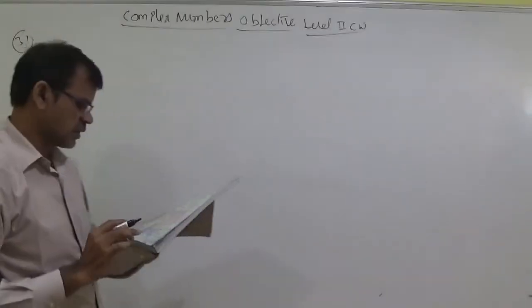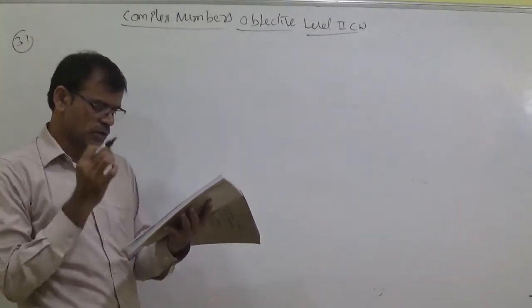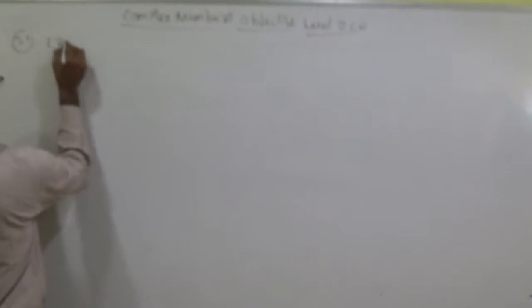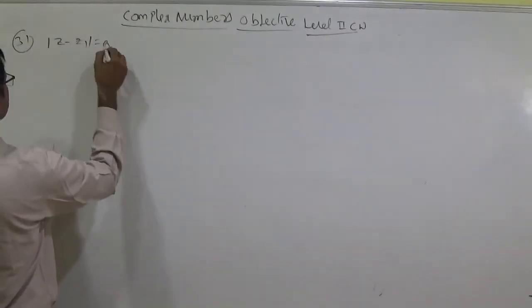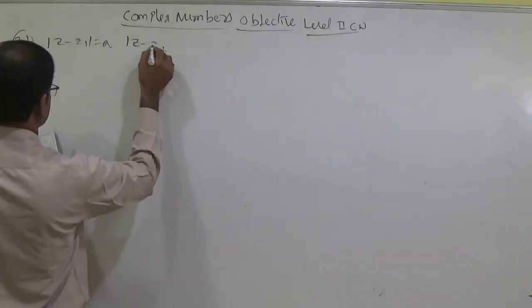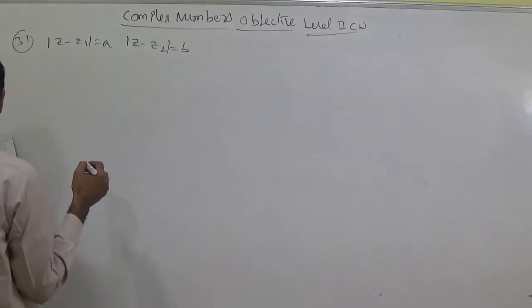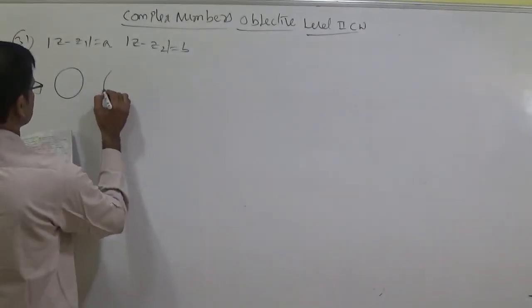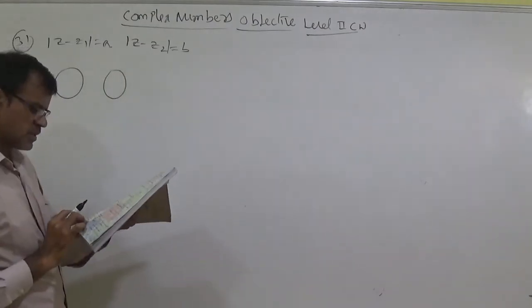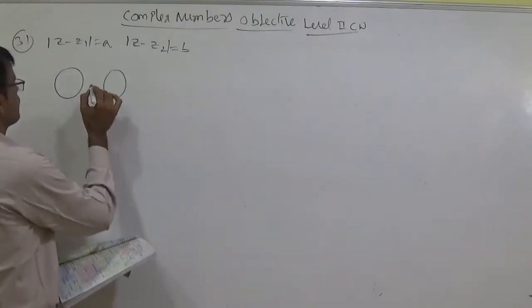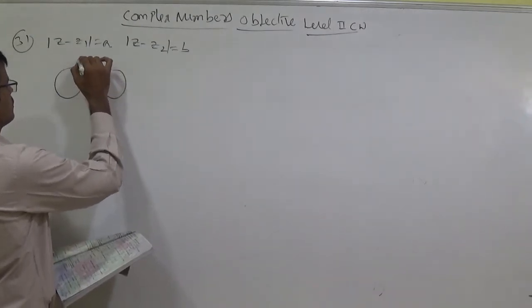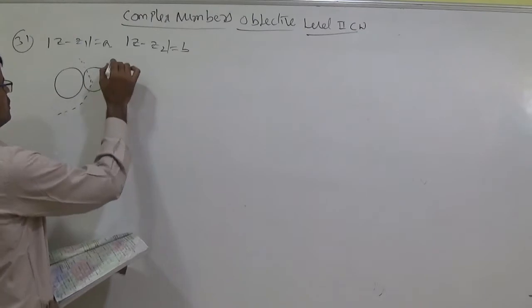31st question: the locus of the center of a circle which touches the circles modulus of Z minus Z1 is equal to A and modulus of Z minus Z2 is equal to B. These two circles are there, and another circle touching them like this. So this locus we need to calculate.